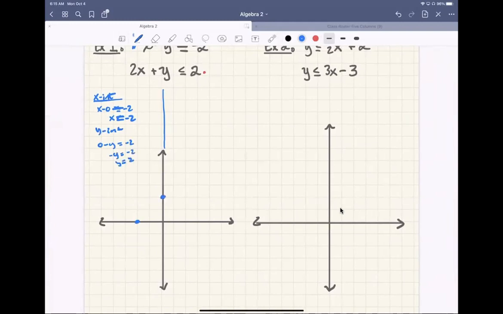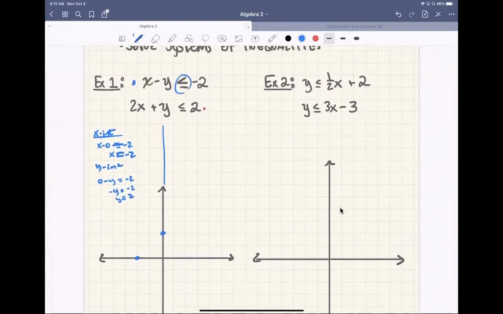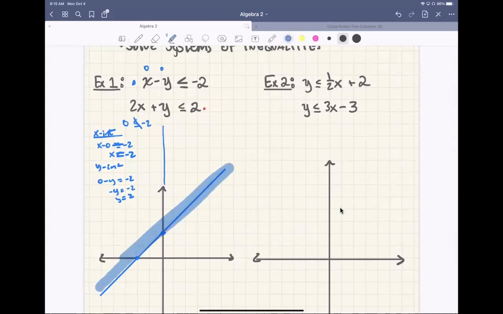We're going to have our point there. Because it has this symbol here, you're going to do a dotted line. Right. We got to test 0, 0. If we plug in 0, 0, you're going to get 0 minus 0. Is that less than -2? No, that's not true. So we're not going to shade this area. We're going to shade the other area. So let's go ahead and shade that. Oops, let's make that pretty.